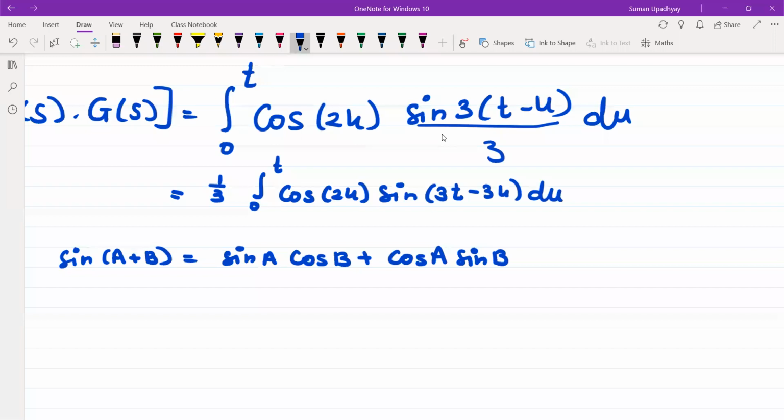Because in sine only, both sine and cos appear in the formula. If I take cos A plus B, it is cos A cos B minus sine A sin B. What is sine A minus B? It is sine A cos B minus cos A sin B.